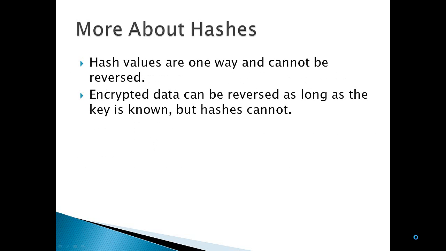Hash values are one way and cannot be reversed. That is different than encrypted data. Encrypted data can be reversed as long as the key is known, but hashes cannot. There's no real key that can reverse hash values. They're not encrypted, they're hashed.